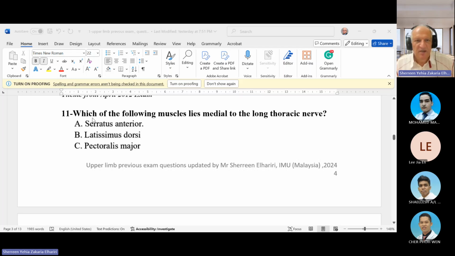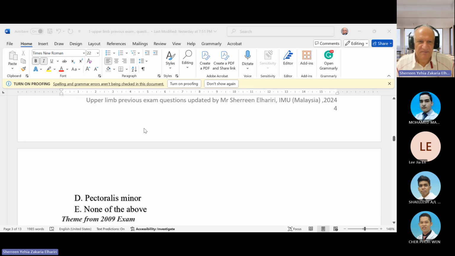Next question: which of the following muscles lies medial to the long thoracic nerve? The long thoracic nerve is one nerve you can see in mastectomy or axillary dissection. So it is important to know the long thoracic nerve supplies the muscle serratus anterior, and again serratus anterior can cause winging of the scapula. So it is important to avoid injury of the long thoracic nerve during breast resection.